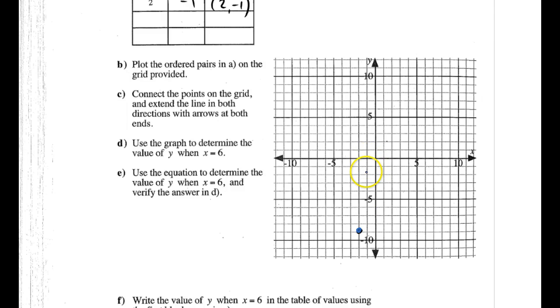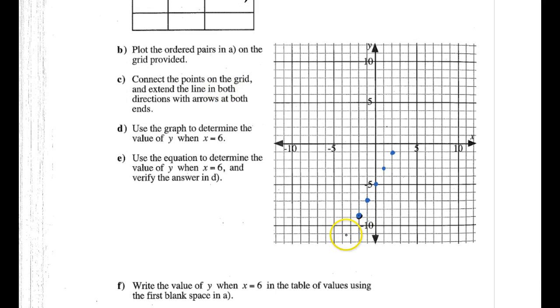So negative 1 is here, negative 7. And then 0 and negative 5, and then 1 and negative 3, and then 2 and negative 1. Okay, so there we go. I got my ordered pairs on the grid. Connect the points on the grid and extend the line in both directions.